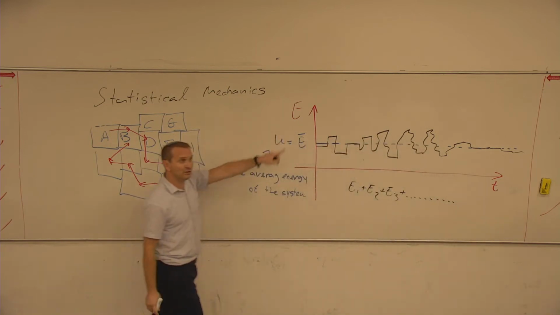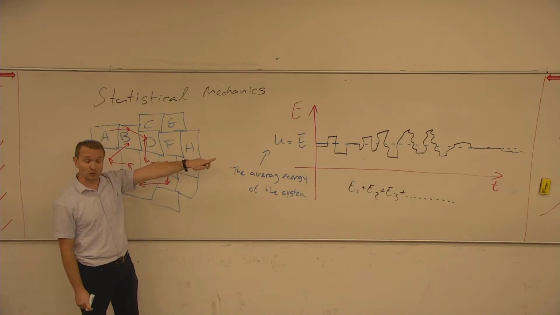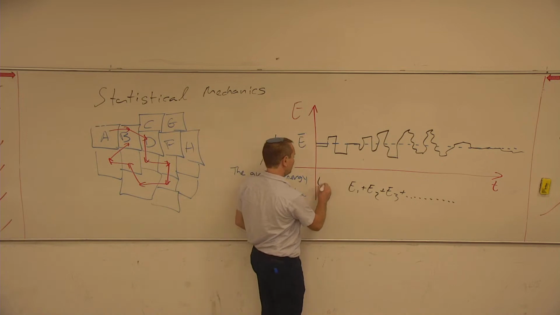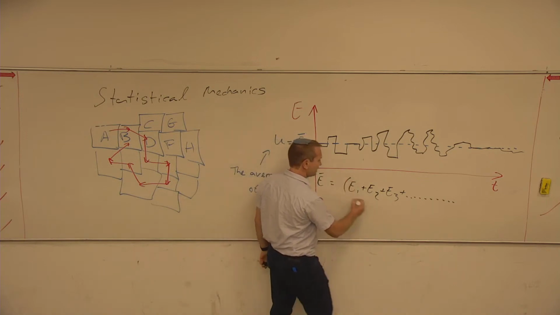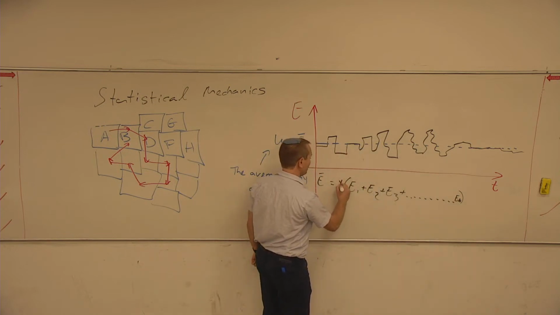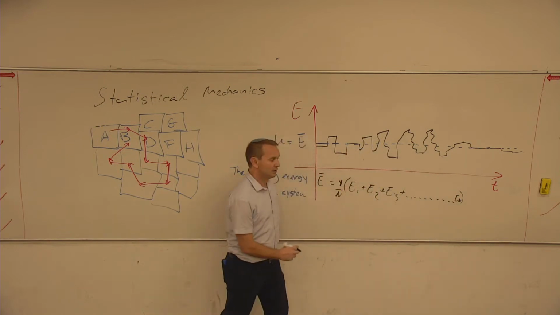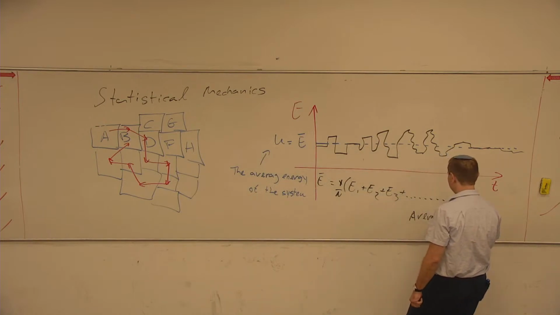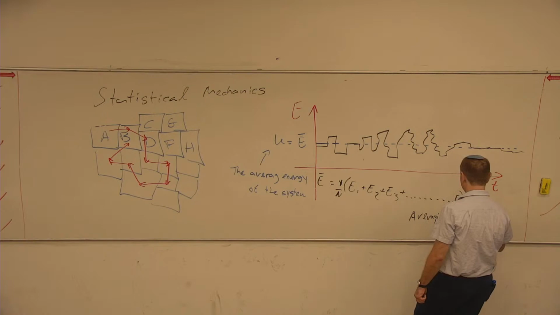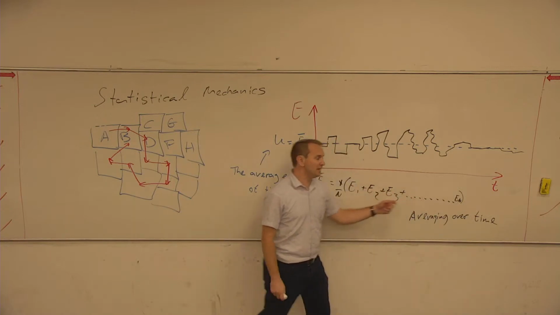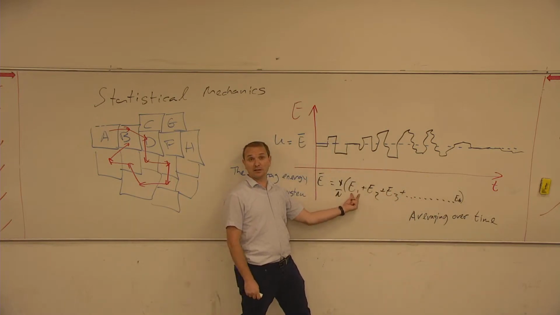I will record all the different outcomes, all the different values recorded for the energy. And E bar is going to be the sum of these values divided by the number of sampling points, so 1 over n. This is averaging over time. The index 1, 2, 3, 4, 5 means the measurement, the time.